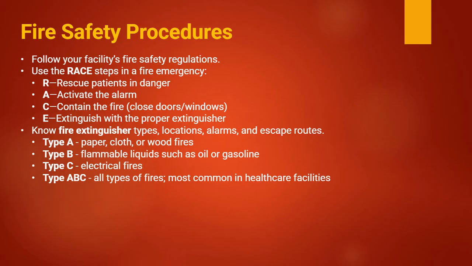There are different types of fire extinguishers, and knowing which one to use is vital. Type A for paper, cloth, or wood fires. Type B for flammable liquids such as oil or gasoline. Type C for electrical fires. Type ABC can be used for all types and is the most common in healthcare facilities.